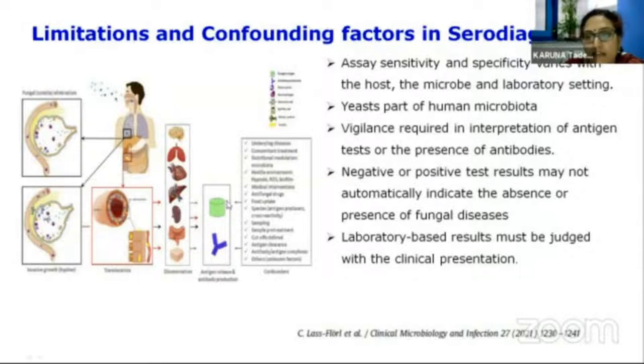And cutoffs are defined, but they have been defined based on the population where the test was validated, so they cannot be uniformly interpreted in all populations across the globe. We will try to understand, as we progress, why there is a need to understand the cutoffs better. Then there is antigen clearance: there can be a point when the antigen has cleared and cannot be detected well. And antigen-antibody complexes are another very important confounding factor. So there are a lot of confounding factors when you are interpreting serodiagnosis.